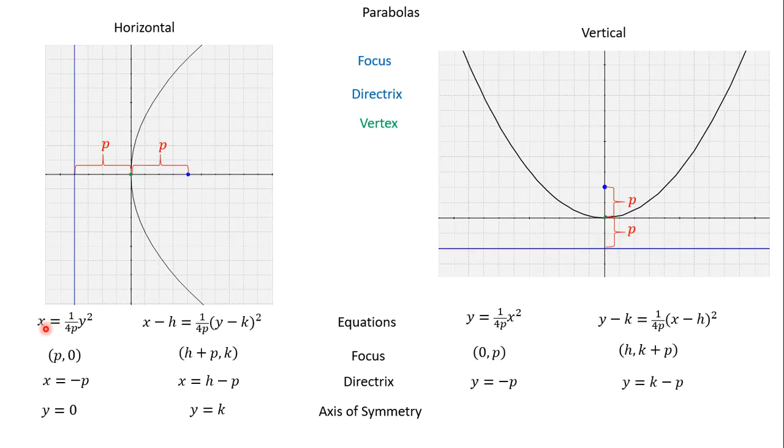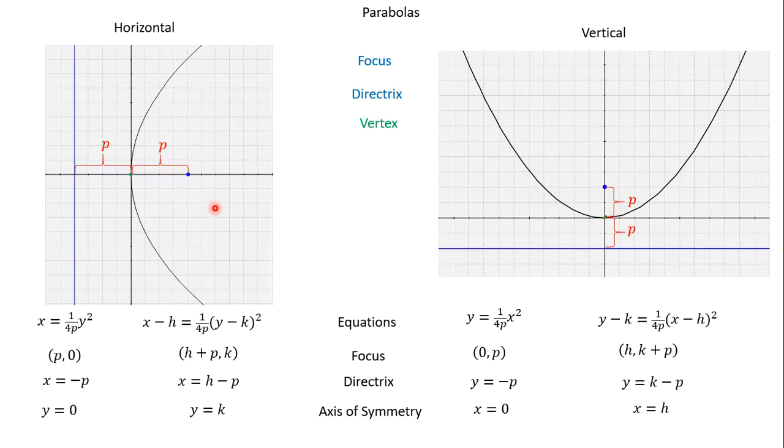So notice, if the equation is x equals, the directrix is x equals. If the equation is y equals, the directrix is y equals. And the axis of symmetry is going to be the other one. We had y equals when it was horizontal, and for vertical, we're going to have x equals the x part of the vertex, which would either be x equals 0 or x equals h. And so these are two of the ways our parabolas could look.